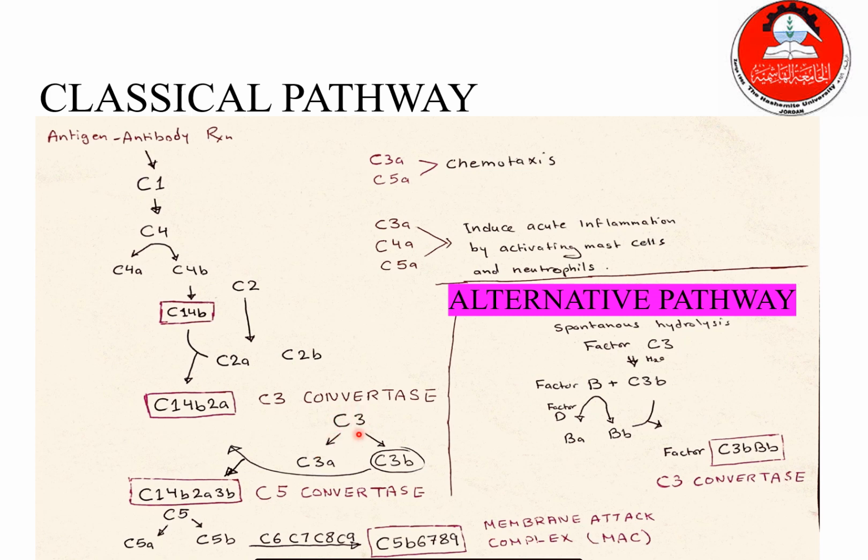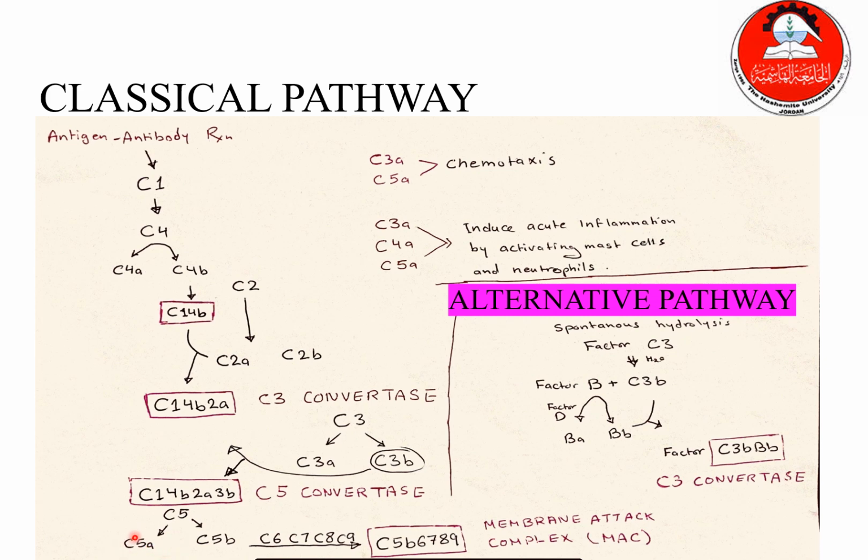أعطانا C3A و C3B. C3A حكينا اللي هي small fragment of the C3 and the C3B is the large fragment of the C3. هلا C3B ارتبط مع C1-4B 2A 3B. أعطانا this product gave us the C5 convertase. ال C5 convertase على مين راح يأثر؟ راح يأثر على C5. شو راح يعطينا؟ راح يعطينا C5A و C5B.